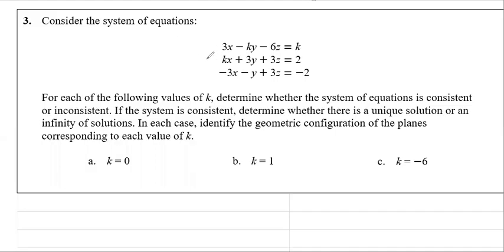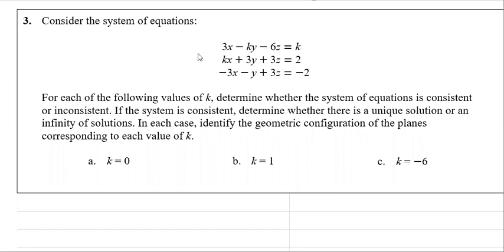All right, in this example, we have an unknown quantity k, and we're going to see what kind of solutions we actually get once we've set up the matrix equation. So we've got three different values of k for this.